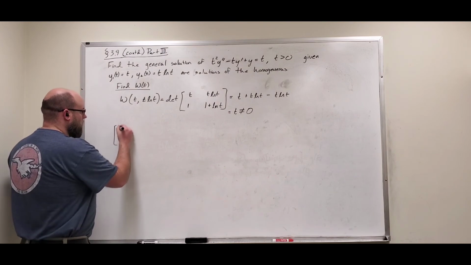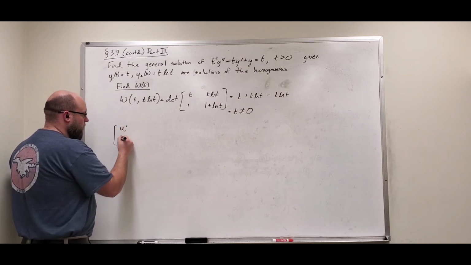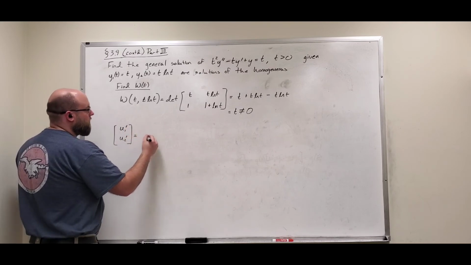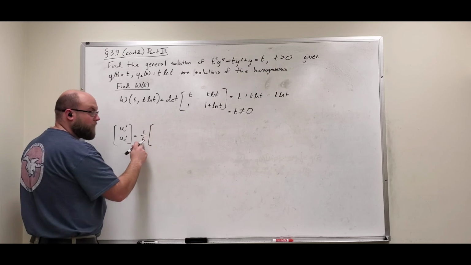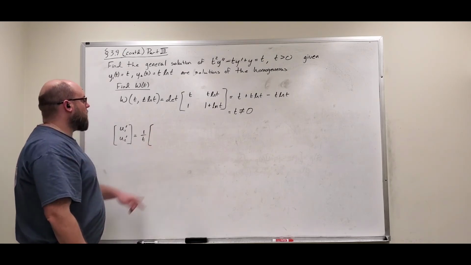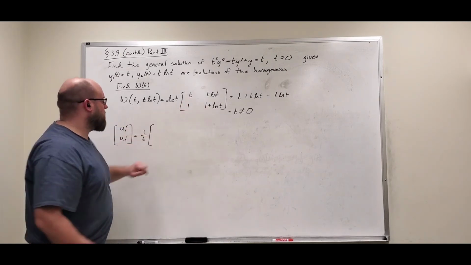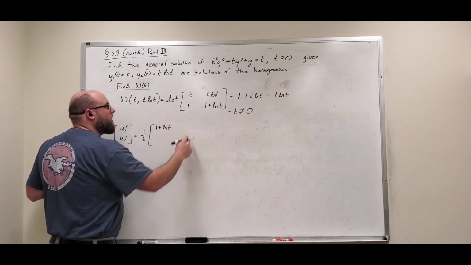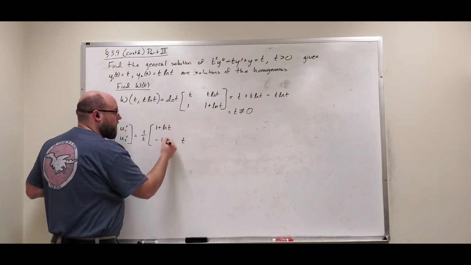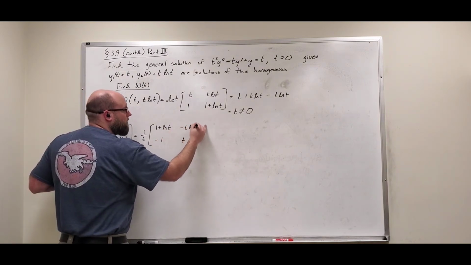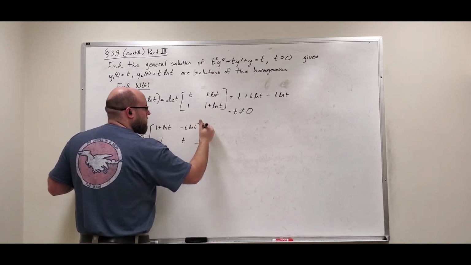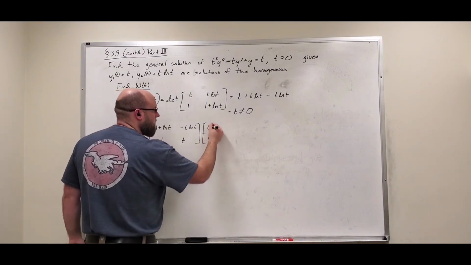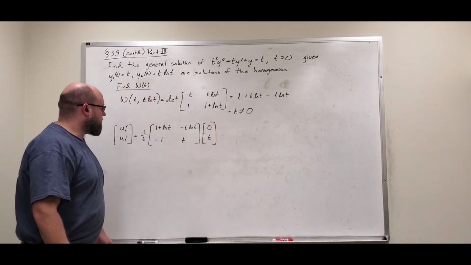So like before, we had u1 prime, u2 prime is equal to 1 over t, so 1 over the Wronskian, times, now we're going to flip these two, so this is going to be 1 plus the natural log of t, and this is going to be t in this corner, and then we make this diagonal negative, so negative 1, and negative t natural log of t. And then we're going to multiply this by 0 and our g of t. In this case, our g of t is t. So that shouldn't be too bad.